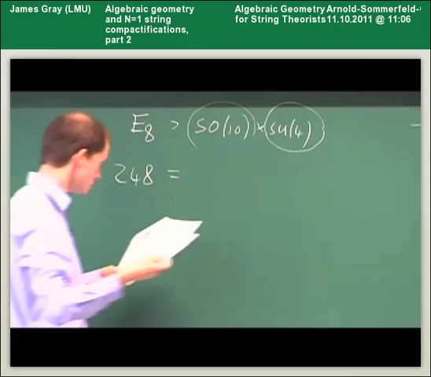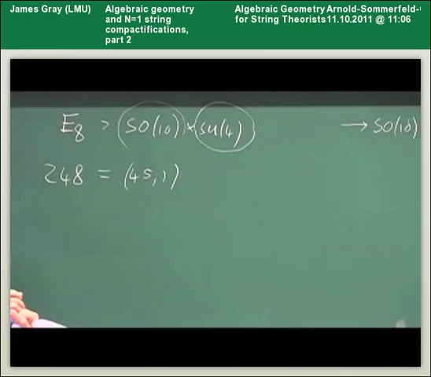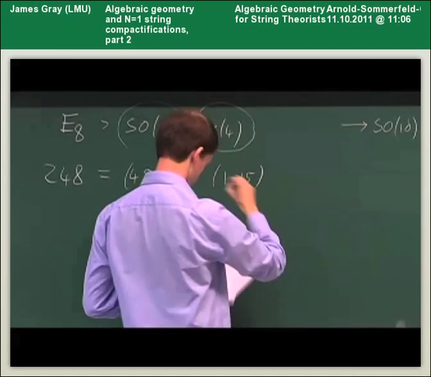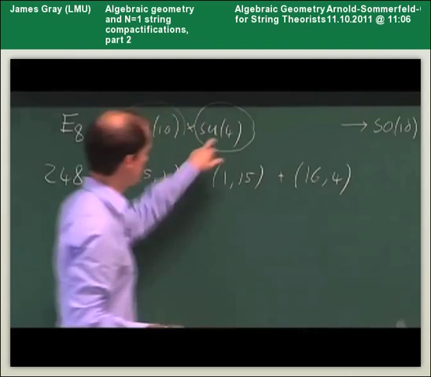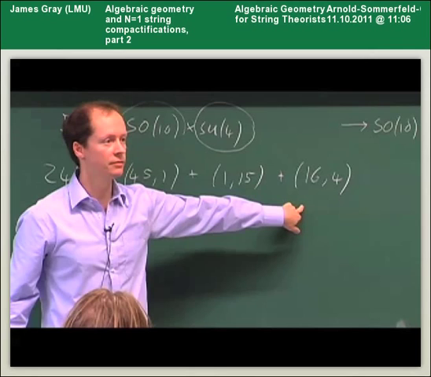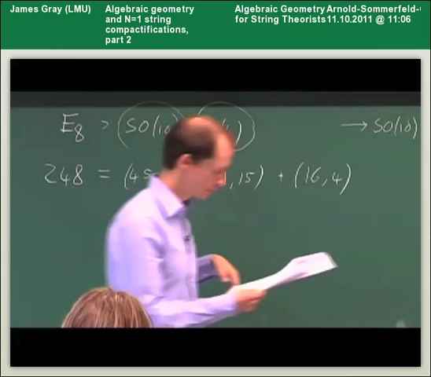You can just work that out with branching rules. So you get the adjoint of SO10. Good stuff, because we need some gauge fields. You get the adjoint of SU4. You get the 16 representation of SO10, which also transforms as a 4 of SU4. The 16 representation of SO10 is the grand unified family of SO10. So this contains your quarks, your leptons, all that stuff.